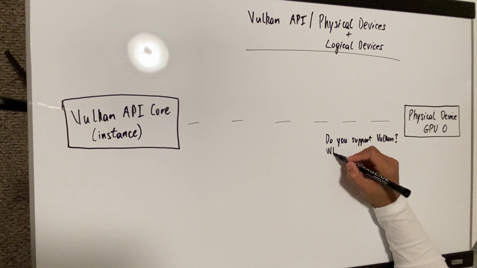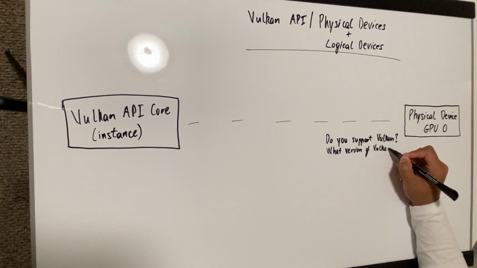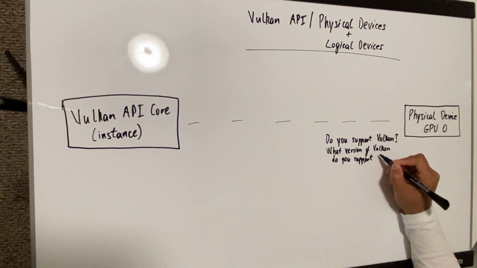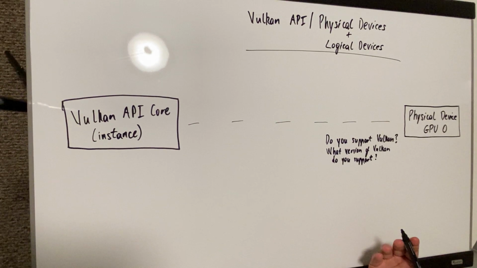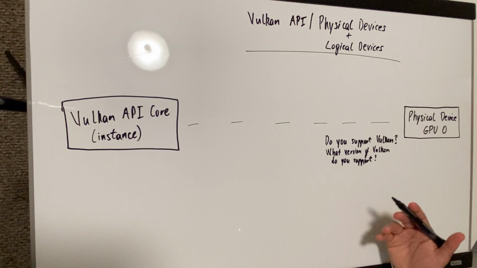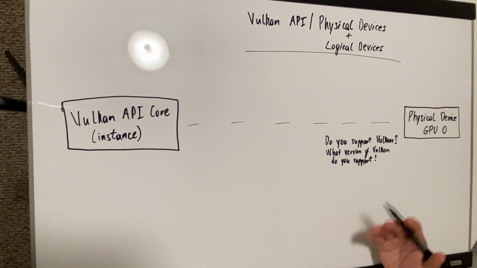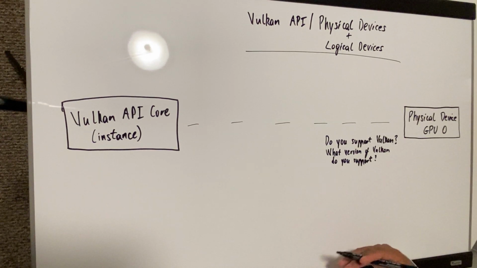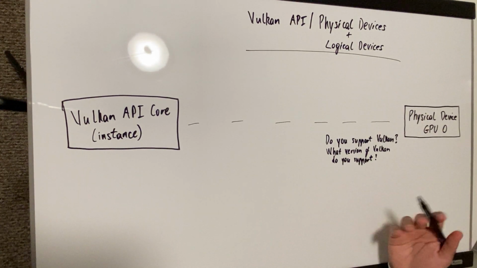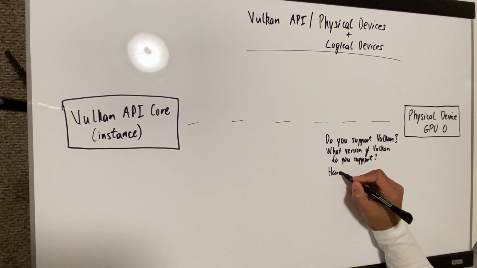Another question could be, what version of Vulkan do you support? Another very important question. You could support Vulkan, but maybe the version of Vulkan you support can't do the things that we want to do. Maybe it's an older version of Vulkan that has certain things that are disabled or what have you. Maybe the GPU vendor is no longer around, and they're not updating their drivers to support the latest version of Vulkan. Okay, what hardware features do you have?